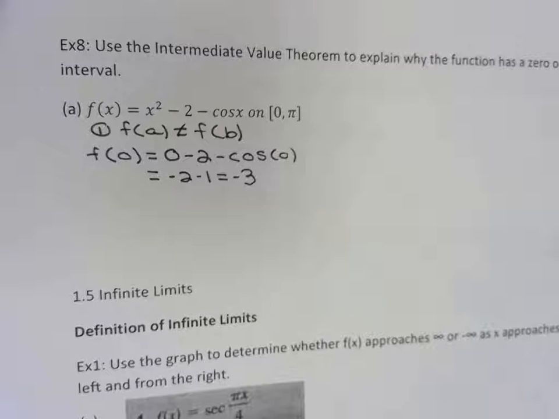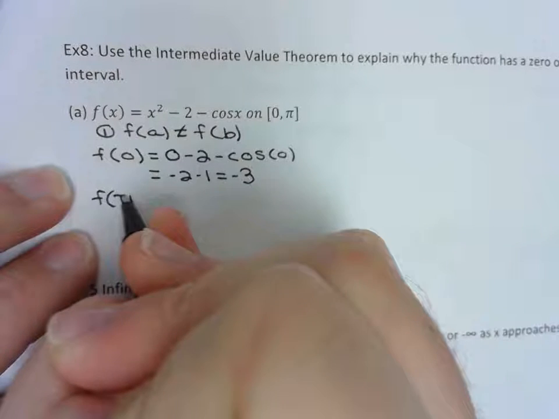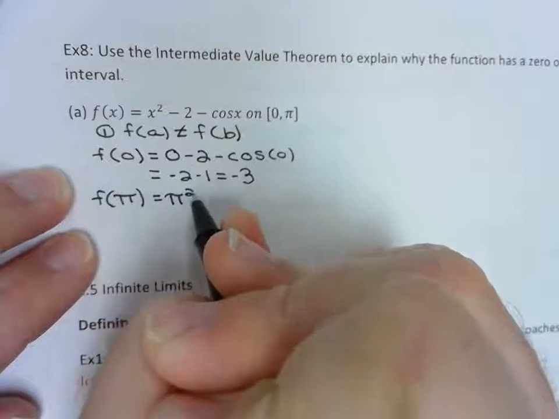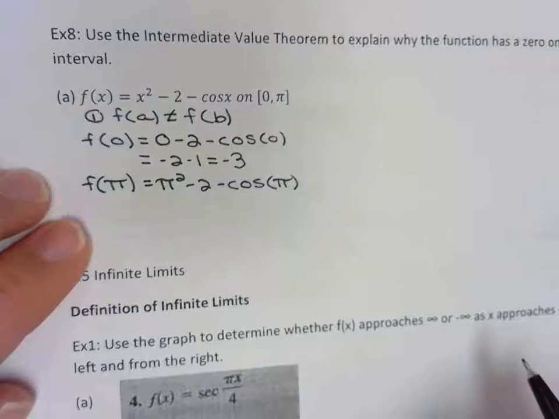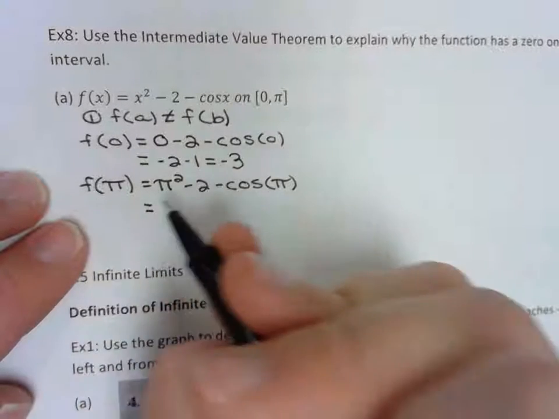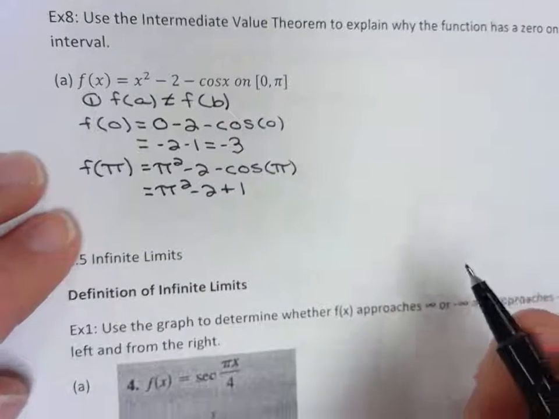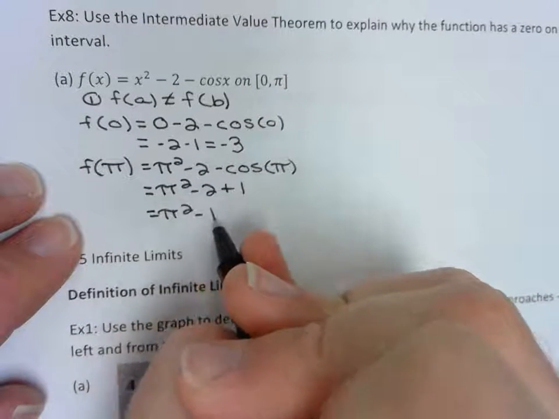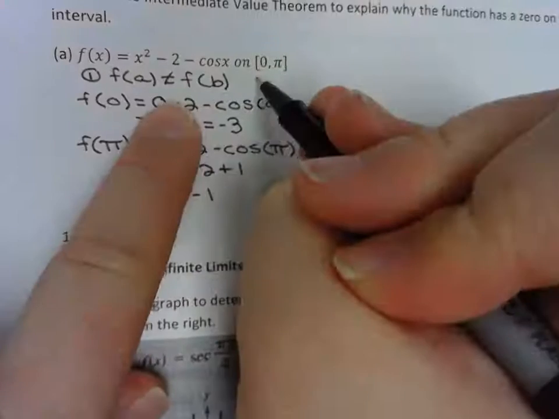Now I want to show f of b, and I want to show they're not equal. So in this case, f of b will be f of pi. So if I plug in pi squared minus 2 minus cosine of pi. What is cosine pi? Negative 1. So pi squared minus 2 plus 1, because I have a negative out front already. So pi squared minus 1. So I don't really care if I have pi in there. Pi is 3.14. So will 3.14 squared minus 1 ever give me back negative 3? No. So f of A does not equal f of B, so that is the first part. So we're good with that.